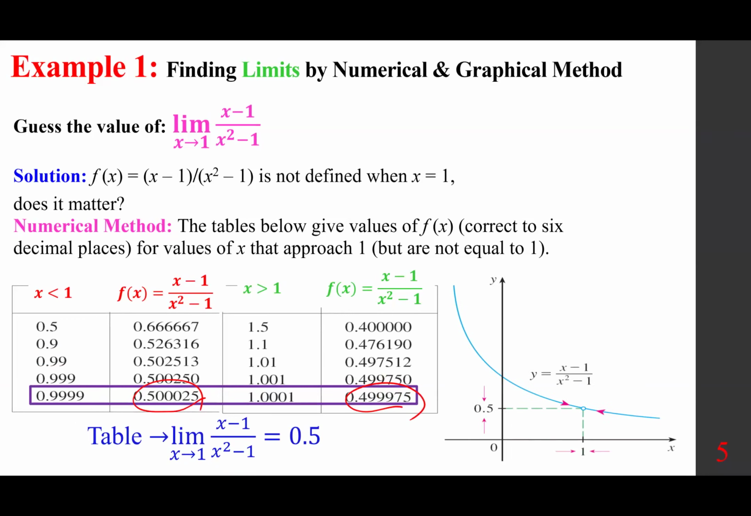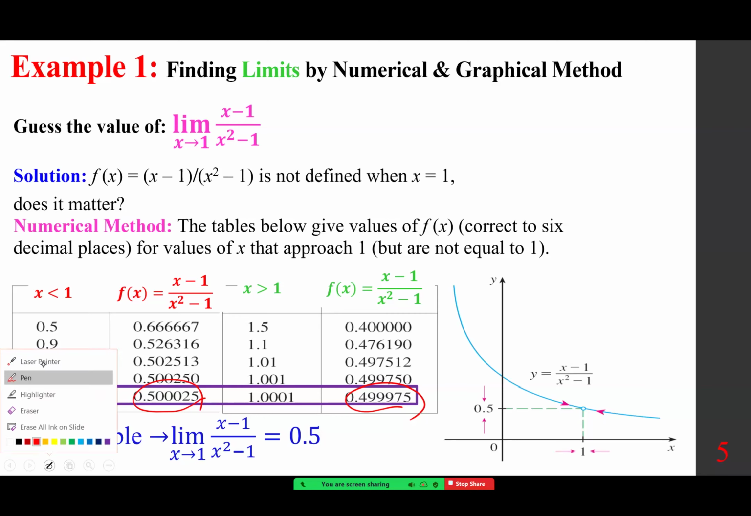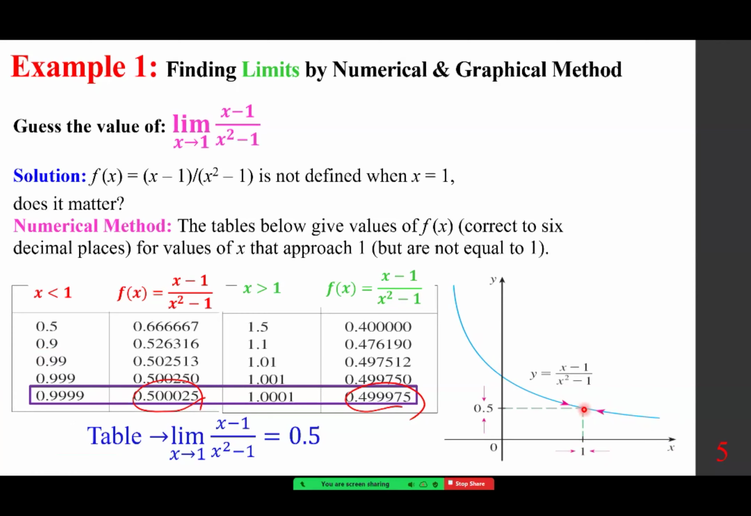If we look at the graph of this function, as you recall, if there is a common factor between the numerator and the denominator, when you graph a rational function, it creates a hole. So at x equals 1, it has created a hole. But look at number 1. From the left, from the right, both of them are moving towards this point, having the value 0.5. So the numerical methodology and the graphical both give us 0.5.